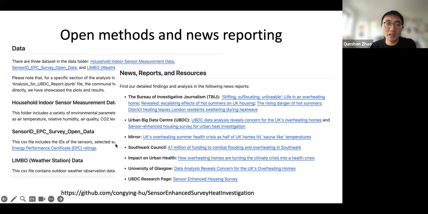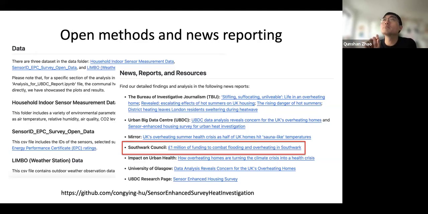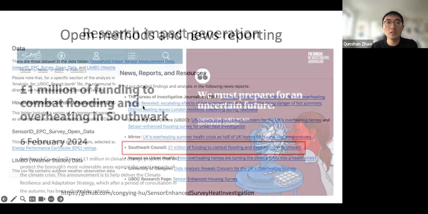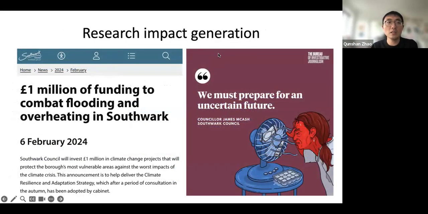But the other thing is that the SOSRAC Council, based on our analysis, created a new action plan to deal with these kinds of overheating problems in their council. Basically, they invested 1 million pounds of funding to deal with not only the overheating, but also the flooding. So this is an action plan, a climate resilience adaptation strategy they designed.